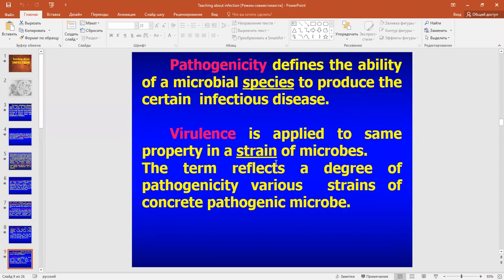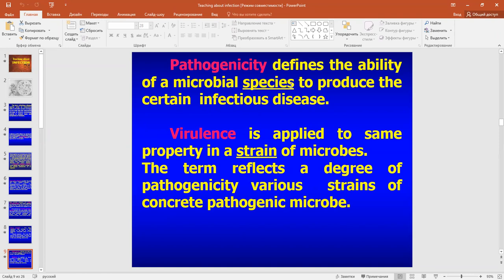Pathogenicity is a very important term. Pathogenicity defines the ability of a microbial species to produce certain infectious diseases. For example, a species name is Vibrio cholerae, and exactly the bacteria that belong to the species Vibrio cholerae are able to cause cholera. Bacteria that belong to the species Bordetella pertussis are able to cause whooping cough, where the patient has very long-lasting coughing. In the case of cholera, the patient has vomiting and diarrhea.